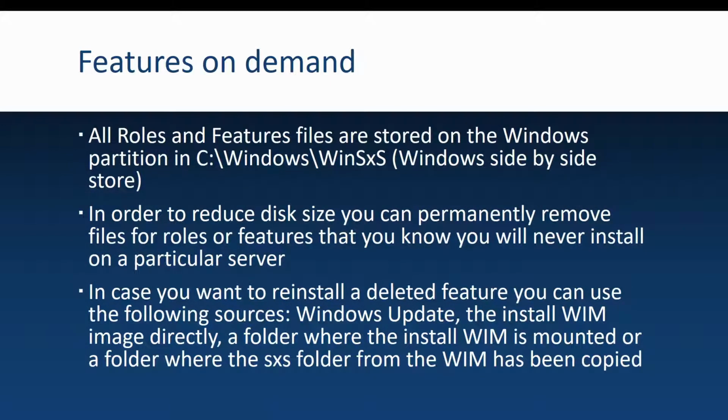And the good thing is that in case at some point in time you change your mind and you want to install one of those roles that you removed, even though it's not on the hard drive anymore, you can get it back. And there are a couple of sources that you can use for this, like Windows Update or the install WIM directly, or maybe a folder where you mounted the install WIM, or a shared drive where you have those files copied, and so on. So you have a couple of options to do this.